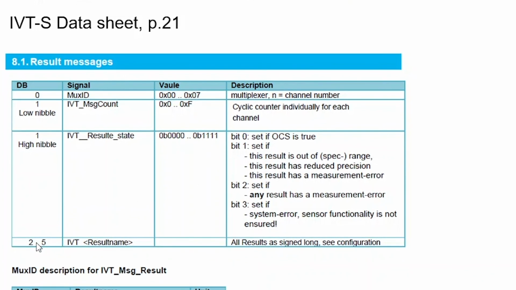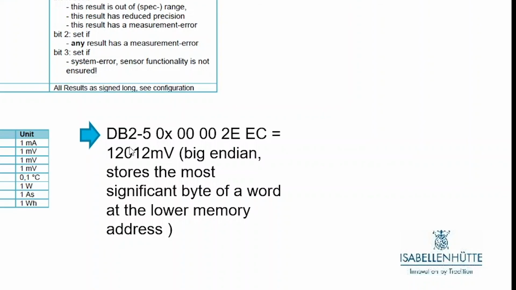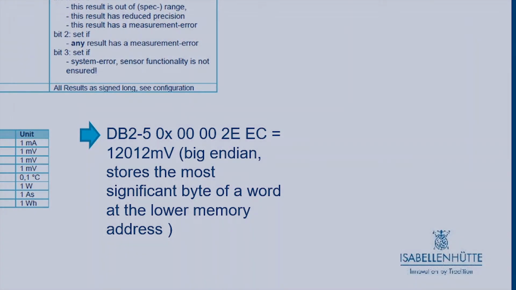Data bytes 2 through 5 are the result itself. If we convert data bytes 2 through 5 from hexadecimal into decimal, we see that the actual result is 12,012 millivolts. Please consider here that the standard IVT-S configuration is in big endian, so that means the most significant byte of a word is stored at the lower memory address.